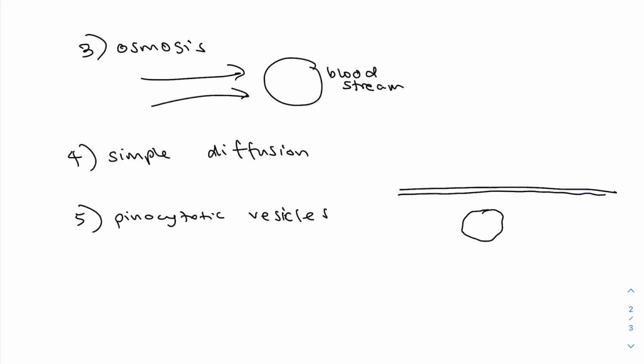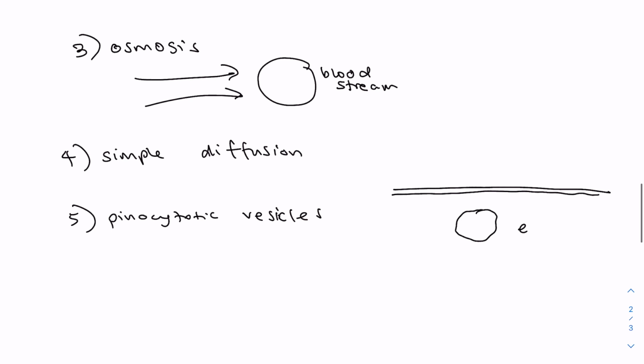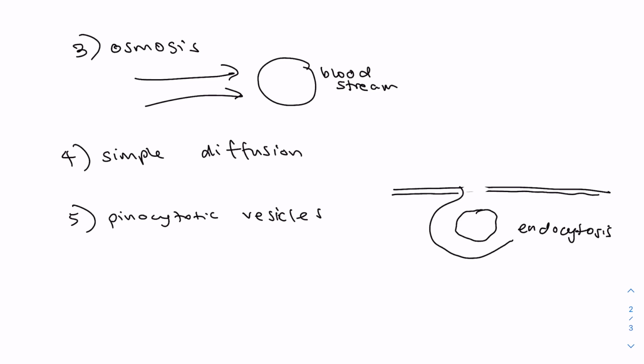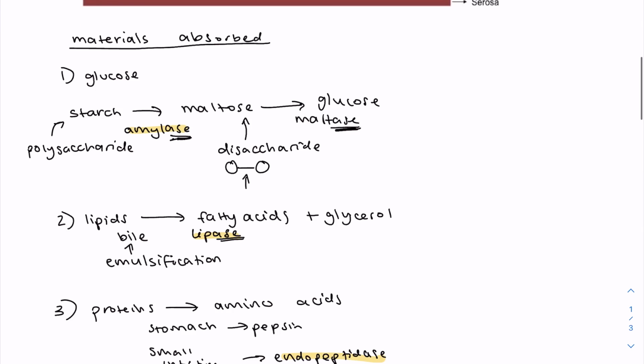by pinocytic vesicle, this is basically a form of endocytosis. So the active taking in of bulk materials. This membrane will basically bend and form a vesicle around our ingested material, or our material to be absorbed, which allows it to move into the bloodstream.